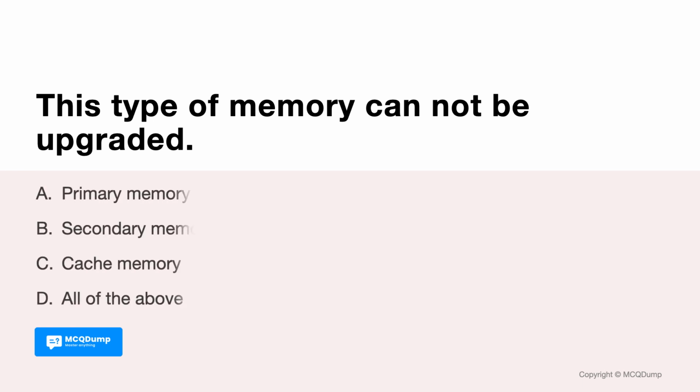This type of memory cannot be upgraded. Options are A. Primary memory, B. Secondary memory, C. Cache memory, and D. All of the above. Answer is C. Cache memory. It can't be upgraded as it comes with the CPU.